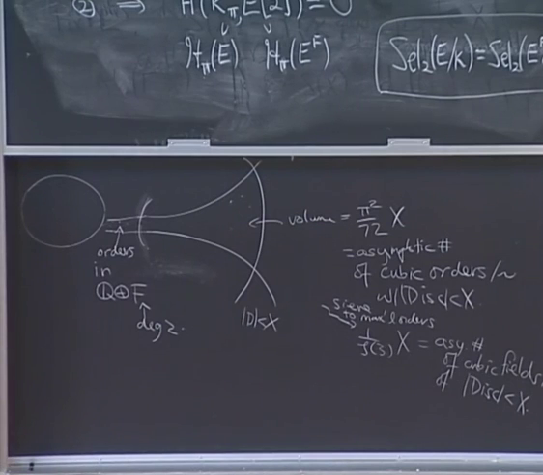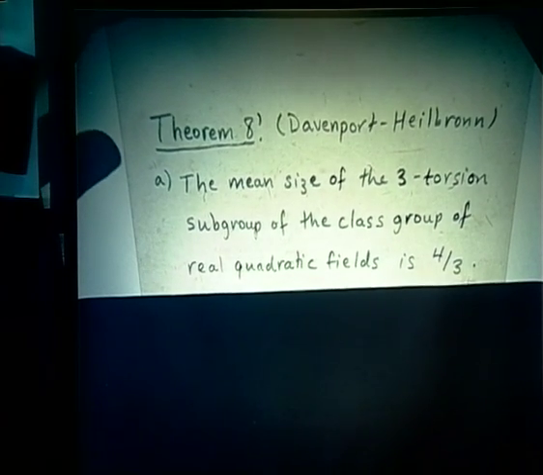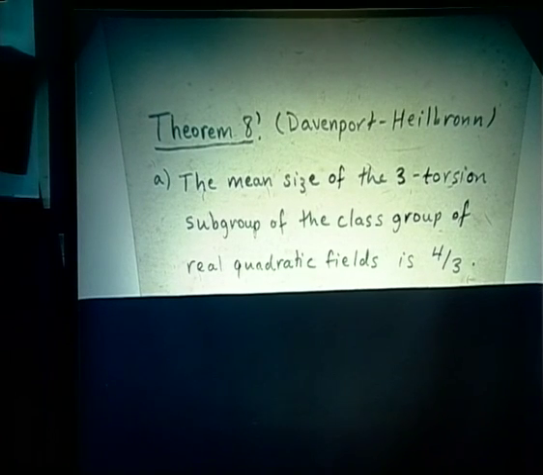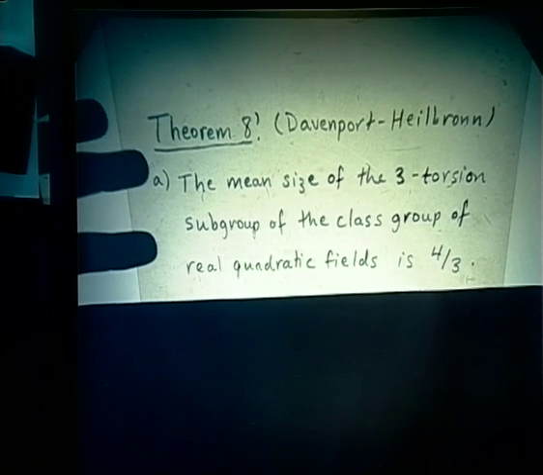And then, as I mentioned yesterday, this duality between cubic fields and 3-torsion and quadratic fields allowed them to prove these results about the class groups, which confirm cases of the Cohen-Lenstra heuristics. So the mean size of the 3-torsion subgroup of the class group of real quadratic fields turns out to be 4/3, which agrees, as Henri talked about yesterday, with the Cohen-Lenstra heuristics.